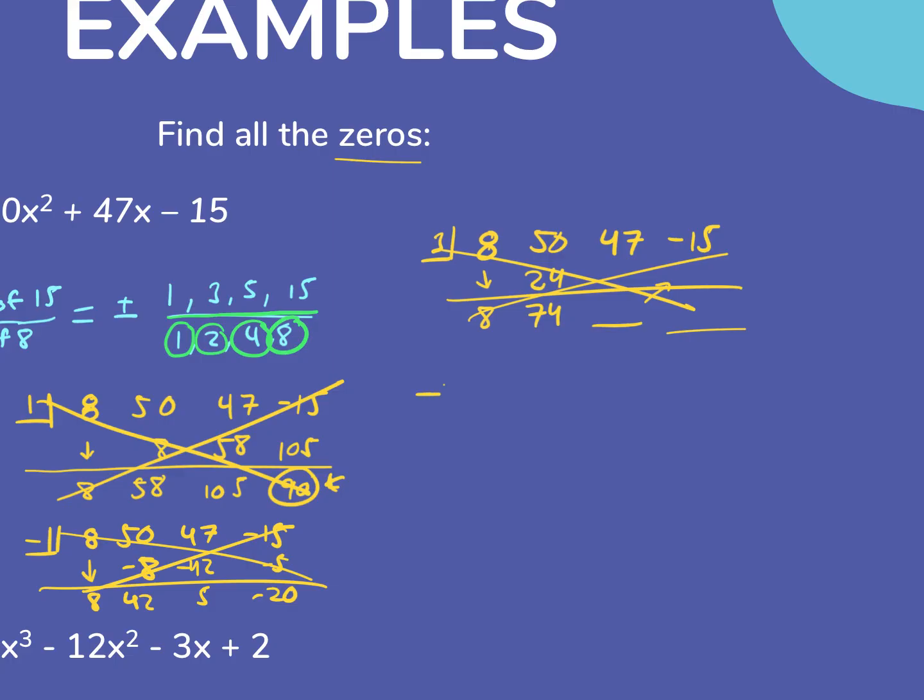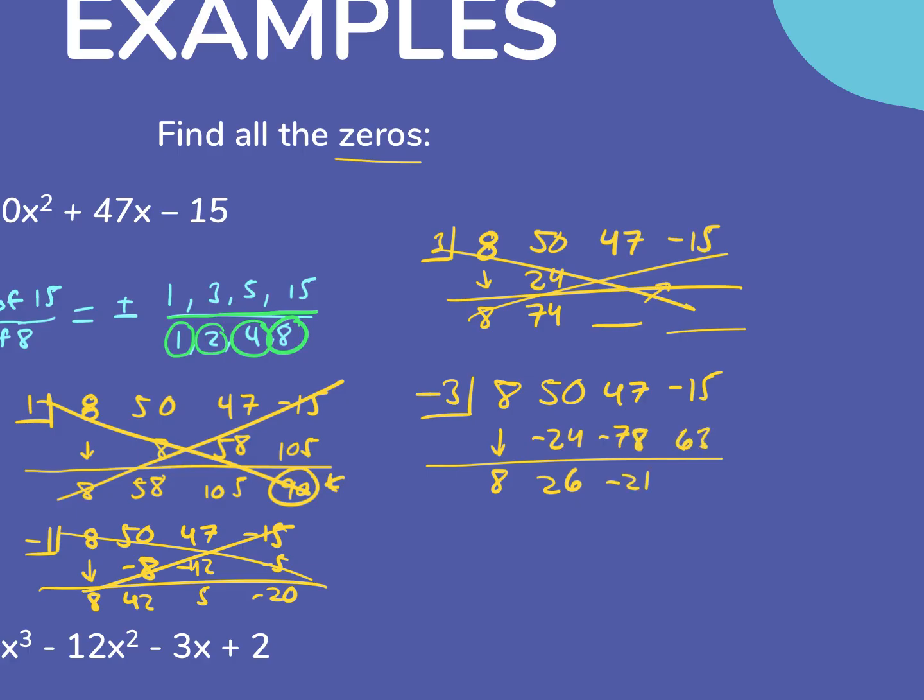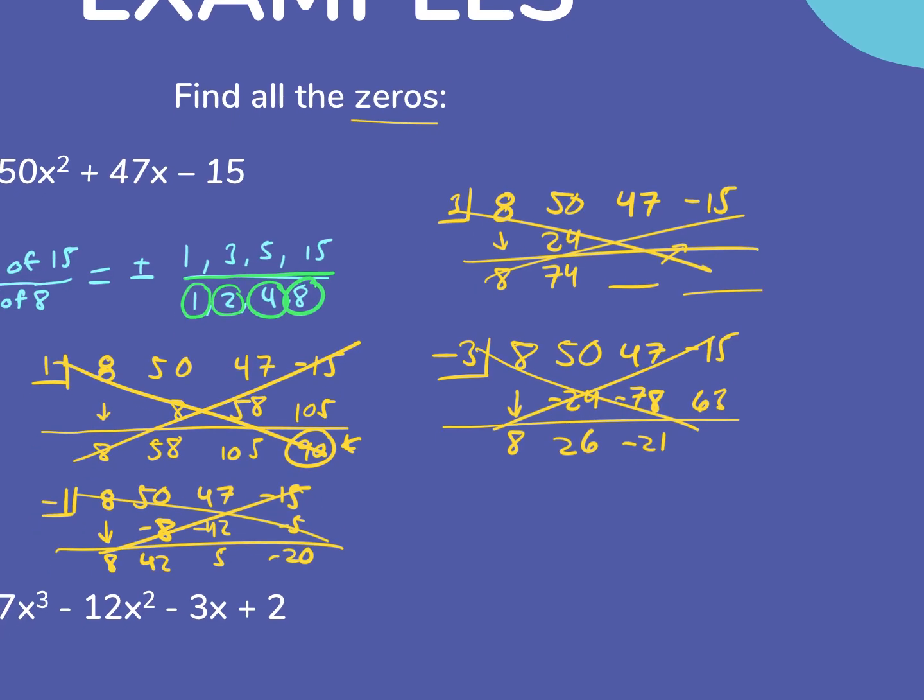All right, let's try -3. So again, 8, 50, 47, and -15. Let's just see if this works. All right, bring down the 8. 8 times -3 is -24. We get a 26. 26 times -3 is a -78. I get a -21. And then I get a 63. And then you can see that this isn't going to work. As soon as you see that it doesn't work, you don't have to keep going and just see what number it is, because you're really looking for 0.